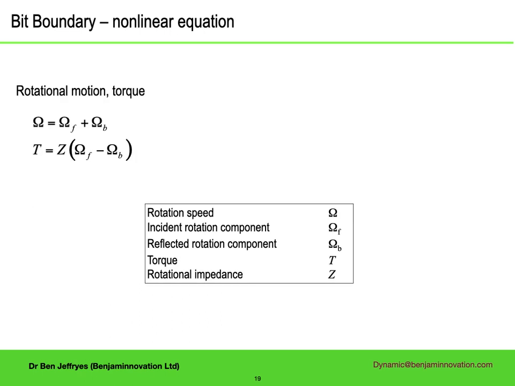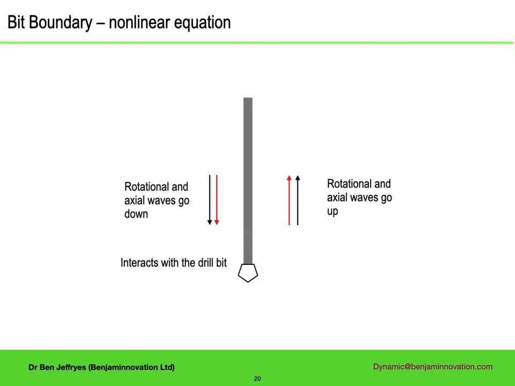As I said, the motion in the pipe consists of forward and backward going waves, so subscripts F and B. The ratio of the torque to the rotation speed is the rotational impedance, Z, with the sign depending on the wave direction. The waves go forward to the bit, hit the bit, and then the reflected wave goes backwards. Now the bit boundary condition actually couples axial and rotational waves, so a wave of one type, going forward and hitting the bit, will be reflected into both rotational and axial waves.